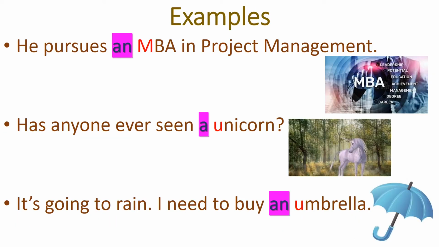More examples. He pursues an MBA in project management. M is a consonant, but the sound is a vowel. We use an. Has anyone ever seen a unicorn? Unicorn. The sound of the U is a consonant. We use a. It's going to rain. I need to buy an umbrella. Here, umbrella is used as a vowel sound, so we use an.